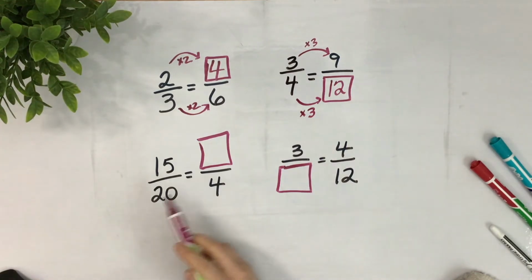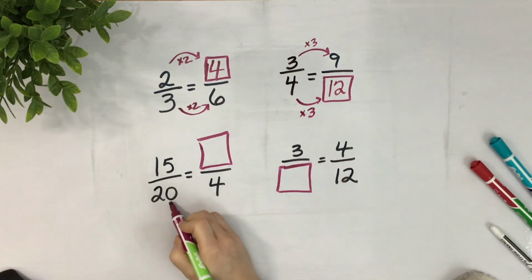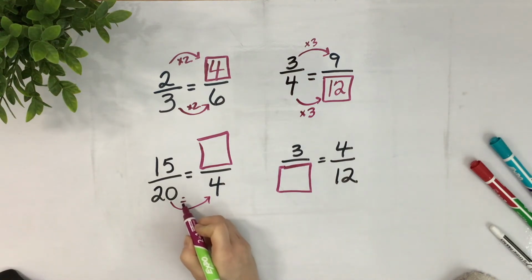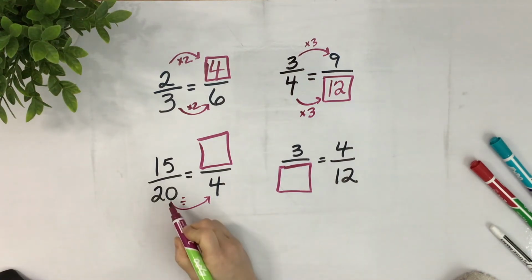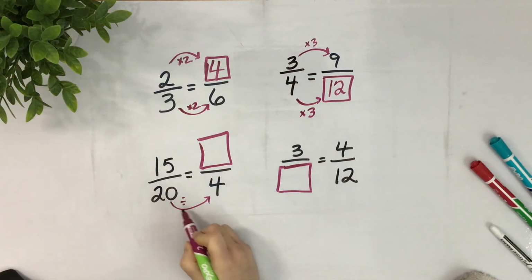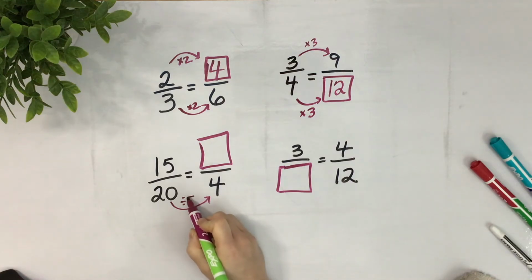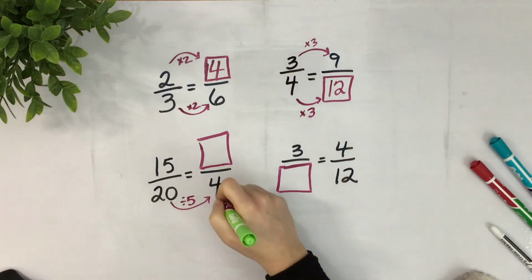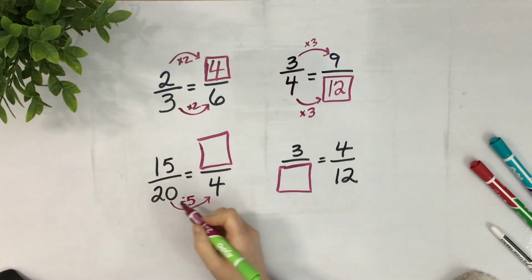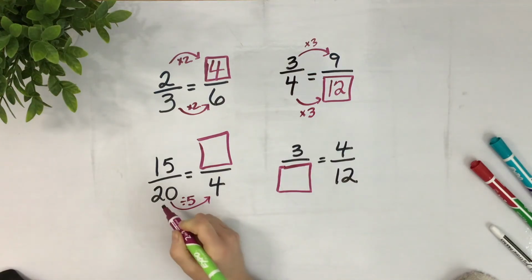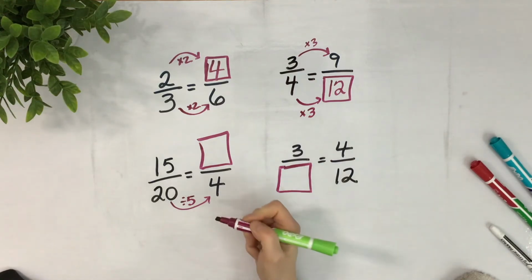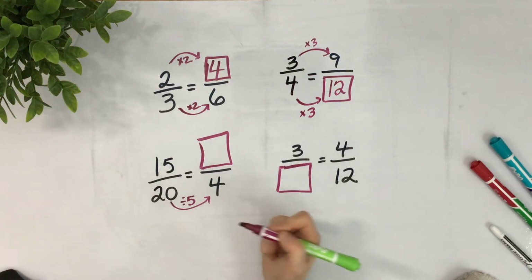Here I know my numerators. Now notice how I'm getting smaller as I go down. That's okay. It just means I'm dividing. So 20 divided by what will give me 4? Well, that's a division of 5. If you're more comfortable with multiplication, you can go the other way. 4 times what is 20? It's times 5. 4 times 5 is 20. Therefore, 20 divided by 5 must be 4.